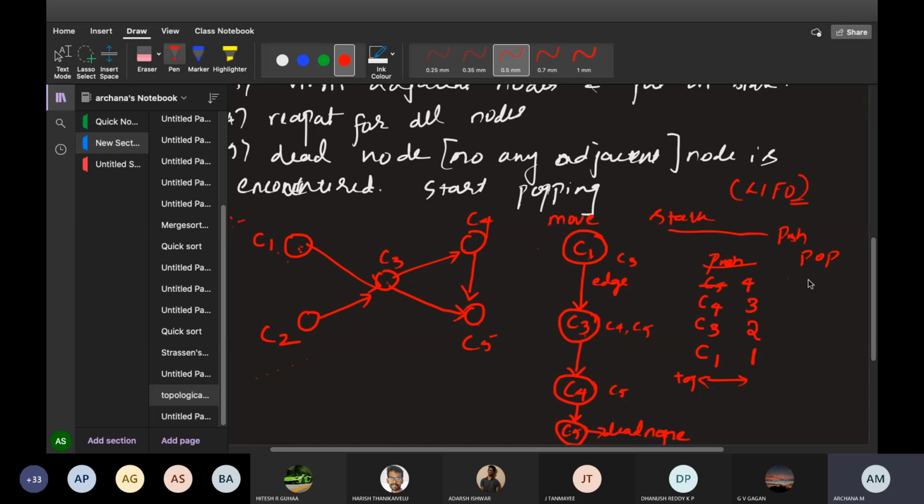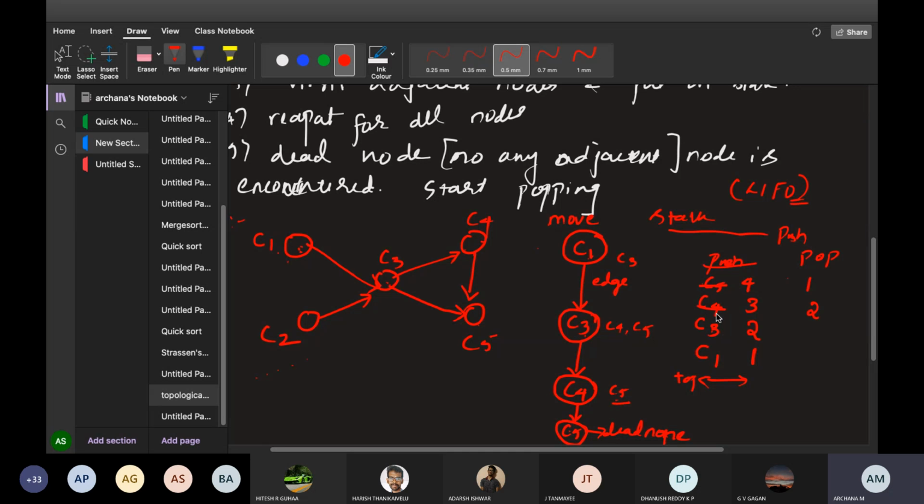While you are popping, write the number. This one will be the first node to be popped. The numbers are very important for us. Now I have popped C5. The next one is C3, C4. Now go to C4. Is C4 having any remaining adjacent nodes? Only C5 is there, and we have already visited C5. No adjacent nodes are there. So pop C4 also from the top of the stack.